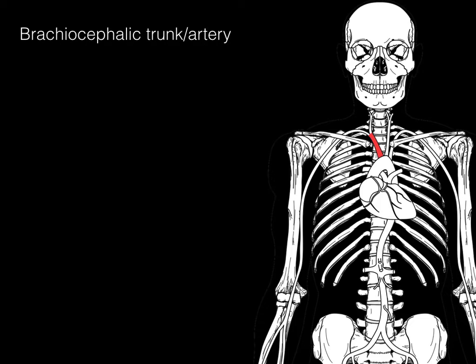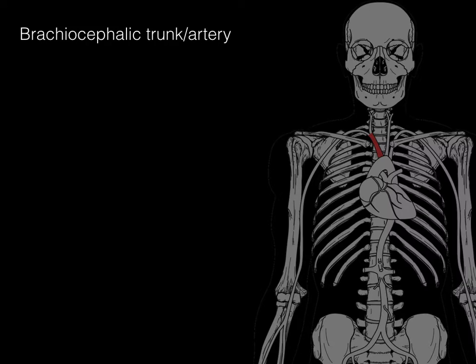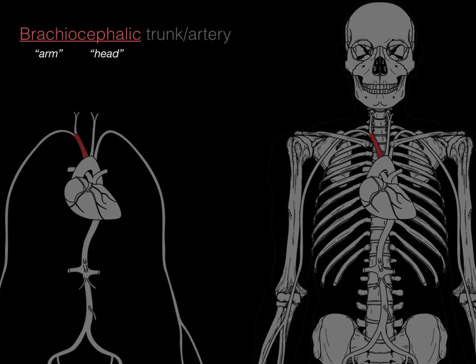It's the brachiocephalic trunk or artery, which is right there, and it comes from the aortic arch, and it only courses for a few inches up to the right side of the body. It's called the brachiocephalic artery because brachio means arm, and cephalic means head. So when we take a look at this brachiocephalic trunk, this branch goes to the arm, and this branch goes to the head. Makes sense.